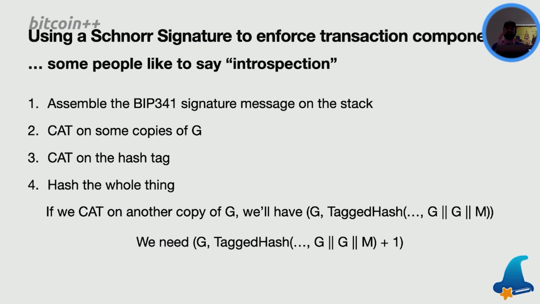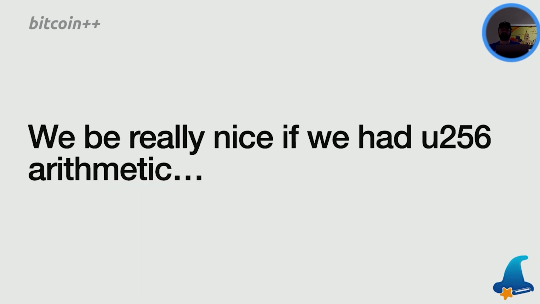We prepend it with some copies of G for our public nonce commitment and our pub key. We add on that tag for the hash. We saw that there was like a BIP 340 challenge tag. And then we hash the whole thing, add another copy of G, and we have almost a valid Schnorr signature. Because if you remember, we don't end up with just this hash value. We actually need hash value +1. Thank you, 31-bit unsigned arithmetic. We don't actually have U256 arithmetic in Bitcoin script yet.